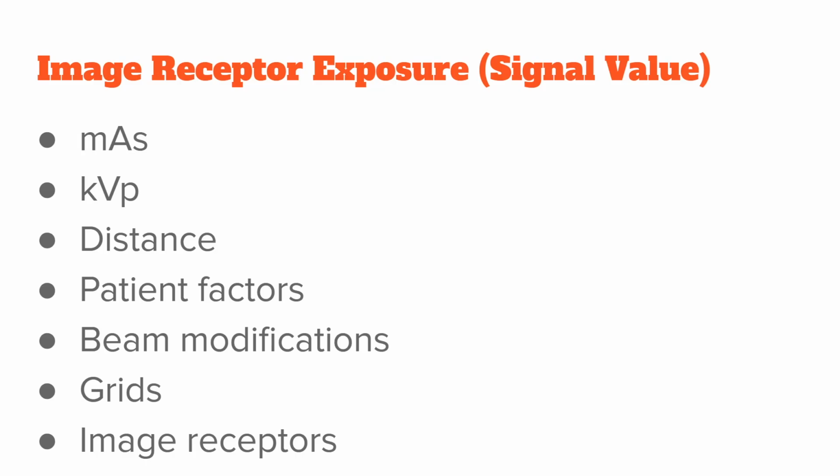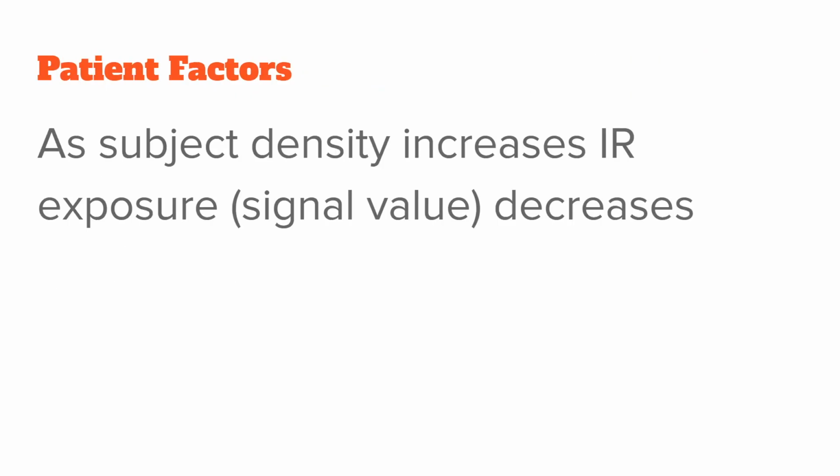Image receptor exposure, the signal value, has a couple things that make it up. This is mAs, kVp, and distance, which are the prime factors we talked about earlier. There are also patient factors, beam modifications, grids, and image receptors themselves. Patient factors: as subject density increases, the IR exposure is going to decrease. As something's bigger, if nothing else is changing, and the subject factor just increases, it's going to decrease your IR signal value.